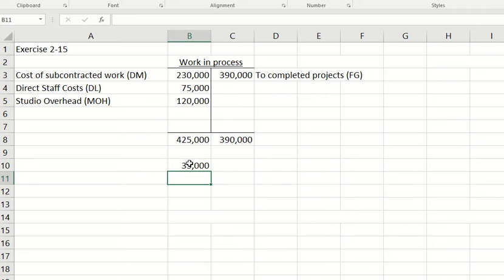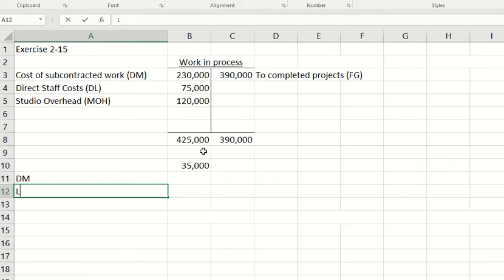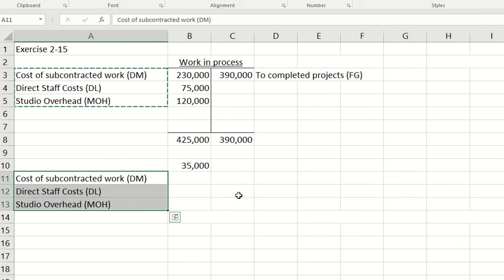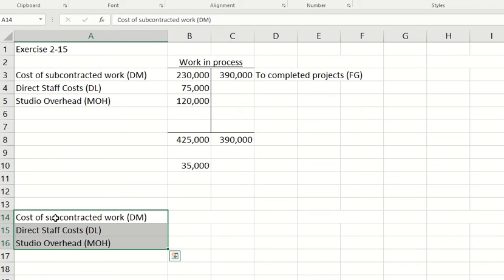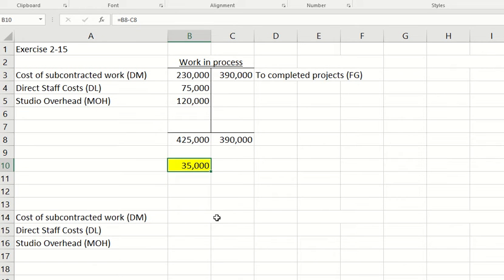So of this $35,000, I know that direct staff costs are part of it, right? So this should be direct material, direct labor, and manufacturing overhead. These three should equal a total of $35,000, because I know that's what's left over in my account. So I'm trying to figure out how much of each category makes up this $35,000. This is going to be our total amount here, and they told me that direct labor was $6,500.